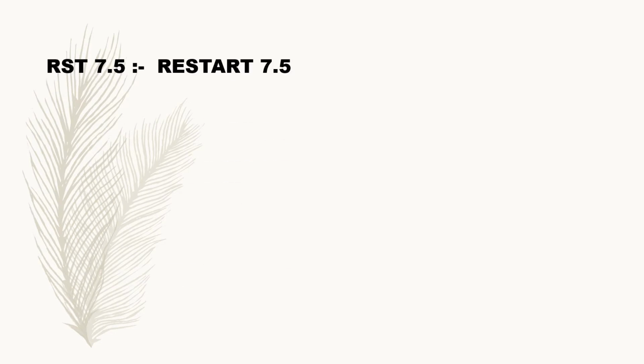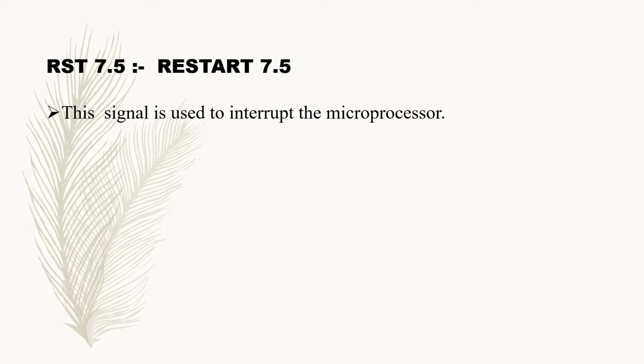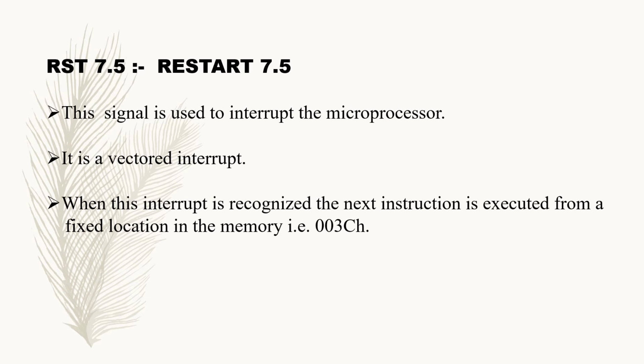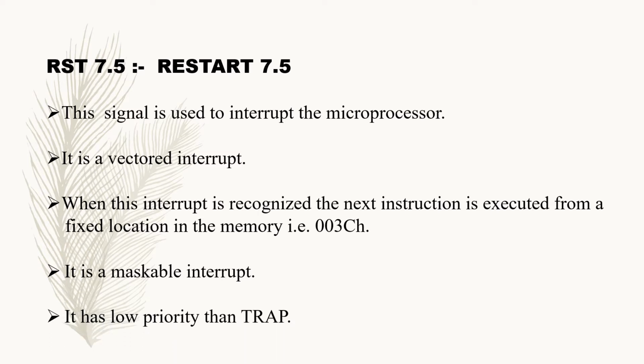Now let us discuss RST 7.5. RST stands for restart. The signal again is used to interrupt the microprocessor. It is a vectored interrupt. When the interrupt arises, the next instruction is executed from the memory location 003CH. It is a maskable interrupt, that is, we can ignore it or keep it pending, and it has lower priority than TRAP, because as per the priority list, TRAP has the highest priority and the second priority goes to RST 7.5.